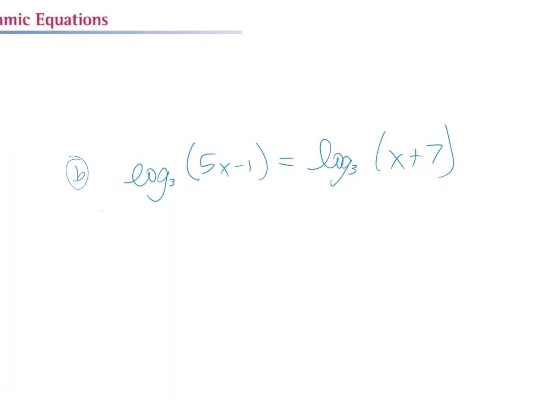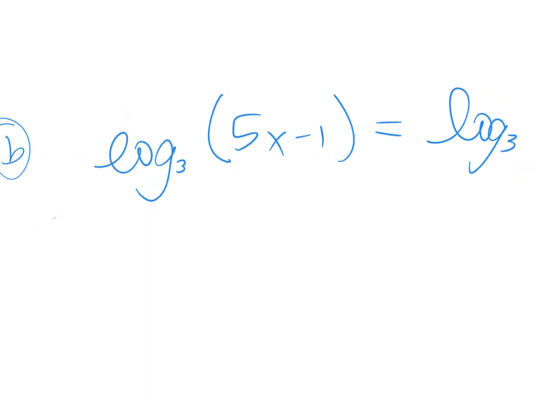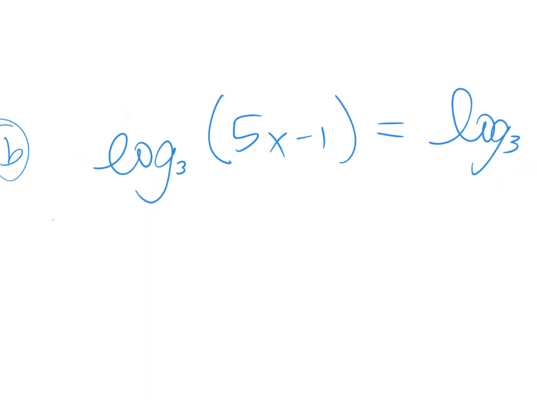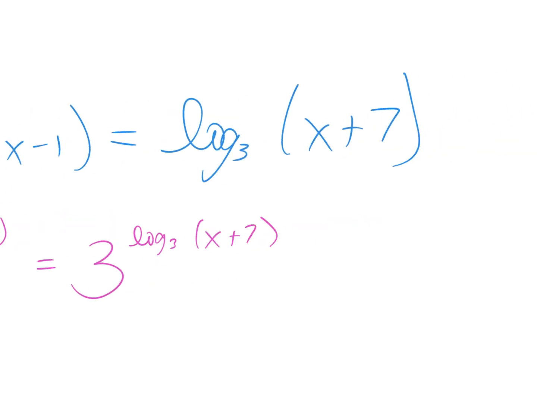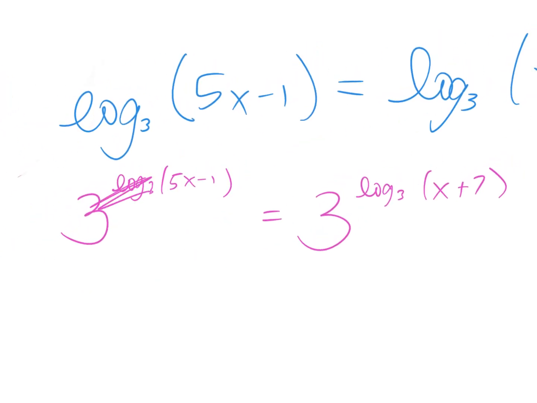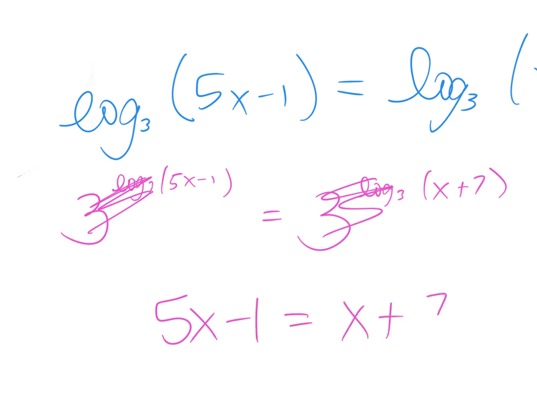The reason why is this. What is the opposite of log? Exponential, right? So what would my big base be in this problem? If the little log is 3, then the big base would be 3. So watch, you put a big 3, and then you have log 3, 5x minus 1 equals, what you do to one side, you do to the other. So big 3, and then you get log 3 of x plus 7. And what happens, guys, with 3 and log 3? Cancels and cancels. So you're left with just 5x minus 1 equals x plus 7.